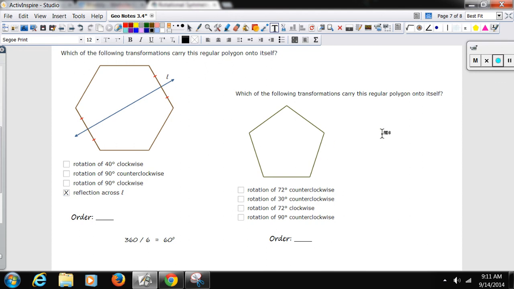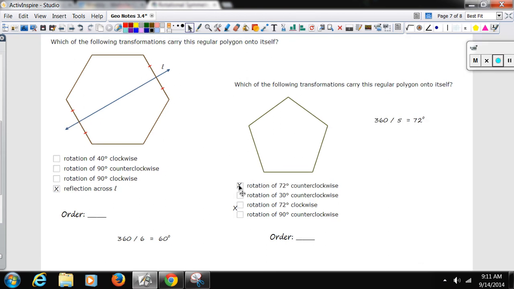Now this one has 5 sides. So if we took the whole way around once, 360 divided by 5 sides, you would get 72 degrees. So 72 degrees clockwise or counterclockwise, either way, you're going to get it to work. So both of those work. Those would both make it land on top of itself. If you turned this 72 degrees one way or the other, this side would land on this side.